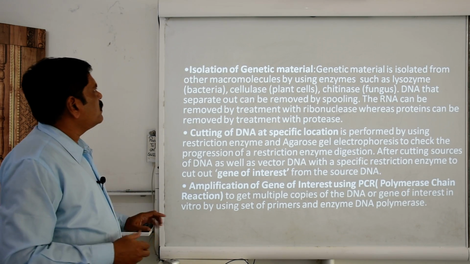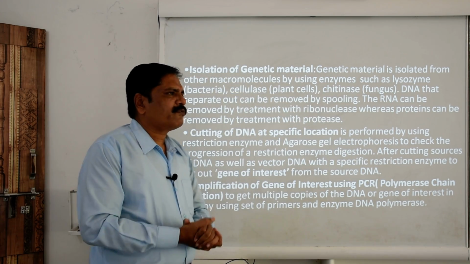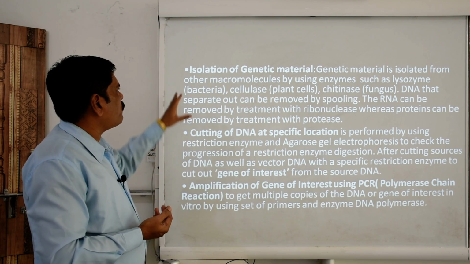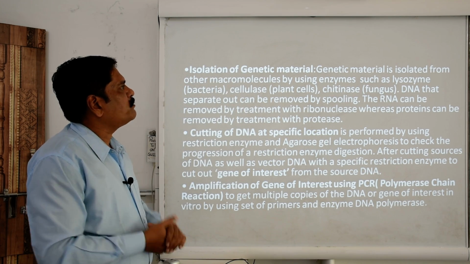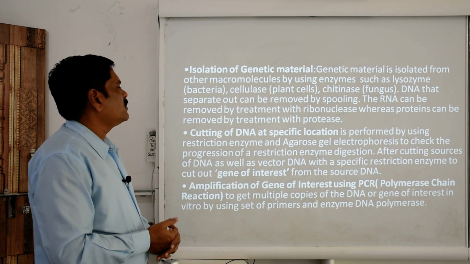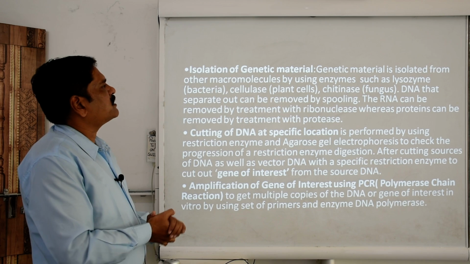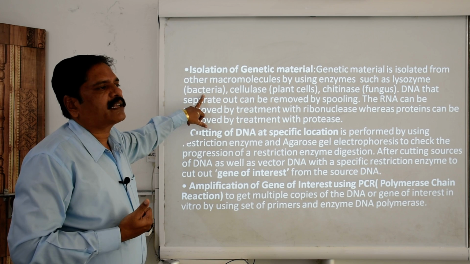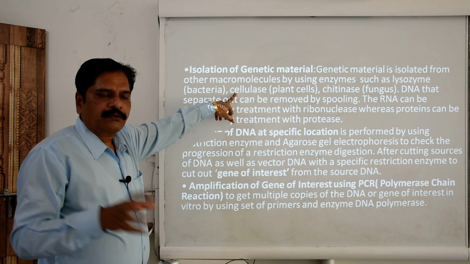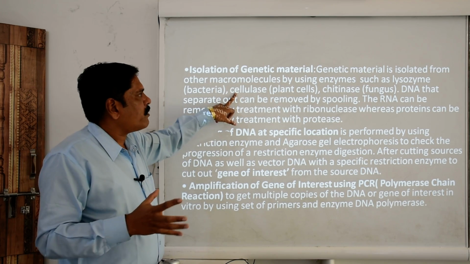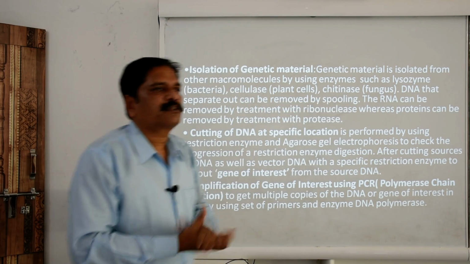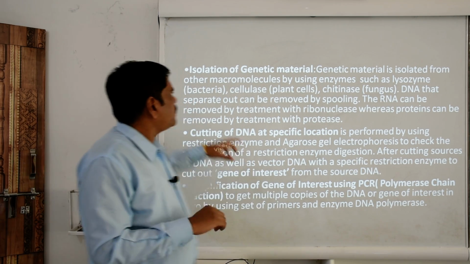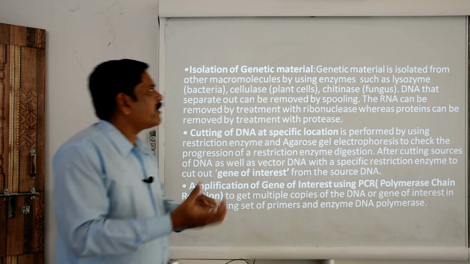Okay, so now here, the isolation of the genetic material, first of all again simply we can revise it. This genetic material is isolated from the other macromolecules by using enzymes, that is lysozyme, cellulase, chitinase. Lysozyme is for dissolving the cell capsule and membranous structure, cellulase for dissolving the plant cell wall of cellulose, chitinase is responsible to dissolve and destroy the chitinous covering, and then the DNA that separates out can be removed by spooling.